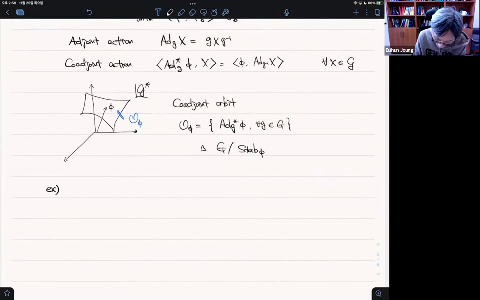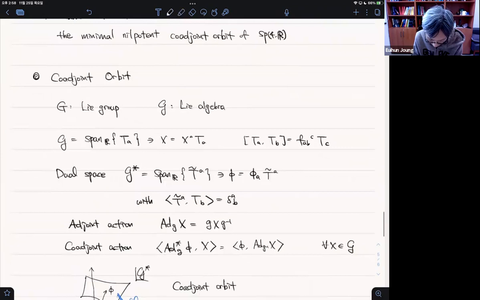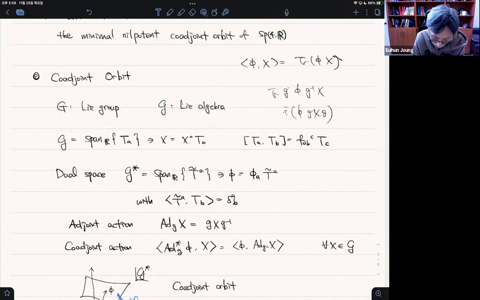So one way to see it, actually, answering a question: in the case of a simple group, we can identify g and g star with the Killing form. Then this phi can be understood as just a trace with X, and the adjoint action and the coadjoint action are the same. Then you see that phi of g inverse X g is a trace, the same as trace of phi g inverse X g in a trivial way. So I think this way we can see that it works.